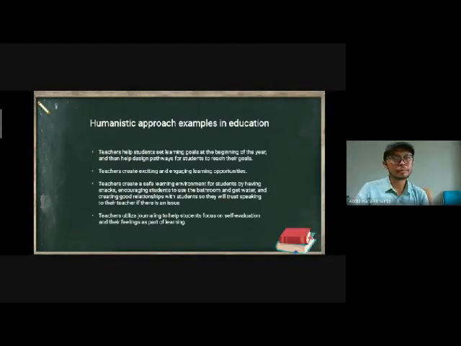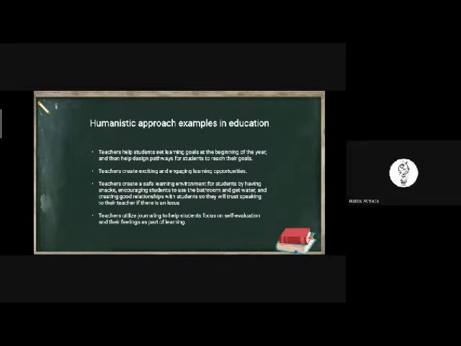Next, we are going to the humanistic approach example in education. Examples of the humanistic approach in education. There are some examples of humanistic education in action, including, first, teachers can help students set learning goals at the beginning of the year and then help design a pathway for students to reach their goals. Students are in charge of their learning and the teacher can help steer them in the right direction.